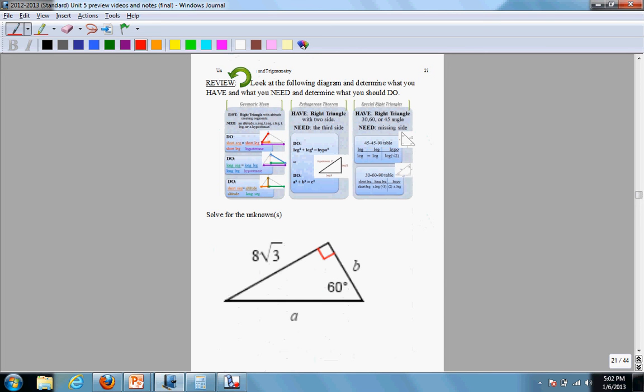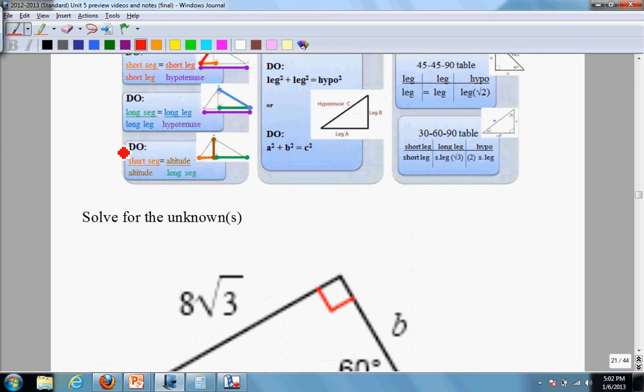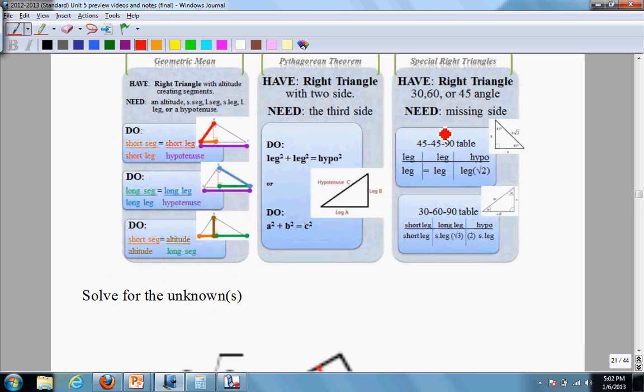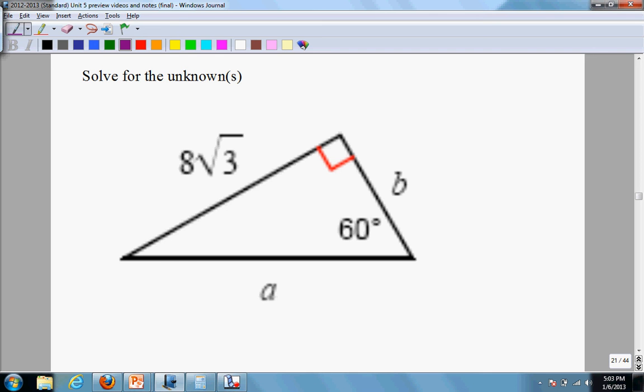In the last lesson, we talked about special right triangles. And there are two special right triangles. Those two special right triangles are the 45, 45, 90, where the legs are equal and the hypo is whatever the leg is times root 2. And then we have the 30, 60, 90. In here, we have a 90, a 60, so this must be a 30 degree. So we have a 30, 60, 90 degree triangle.